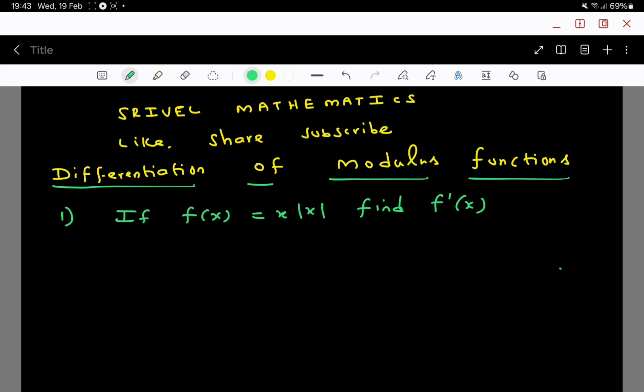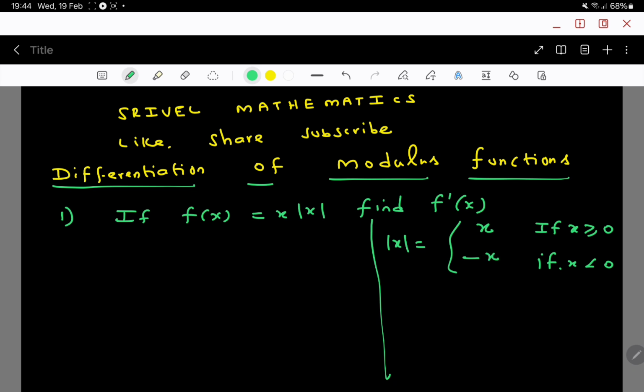First of all, we know about mod of x. Mod of x has three values. If x is greater than or equal to 0, mod of x is plus x. If x is 0, mod of x is equal to 0, okay? If x is less than 0, mod of x is equal to minus x.